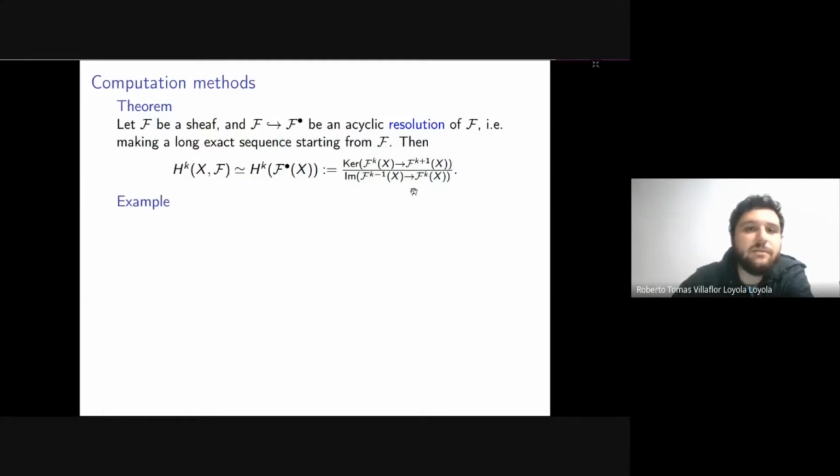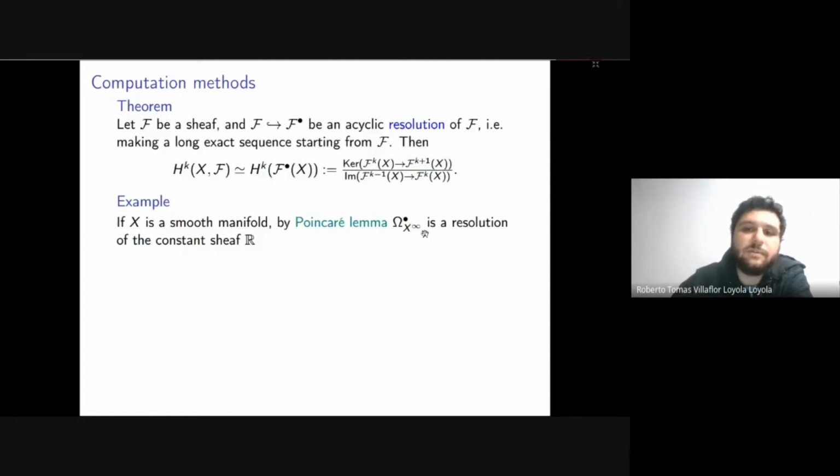So an example of application of this theorem is the following. Consider X to be a smooth manifold. We know that by the Poincaré lemma, the complex of C-infinity forms over X is a resolution of the constant sheaf R over X. Hence, using the previous theorem, we conclude that the sheaf cohomology with coefficients in the constant sheaf R is isomorphic to the cohomology of the global sections of the complex of differential forms, which is just by definition the usual de Rham cohomology groups of X. So this is a way to prove de Rham's theorem.